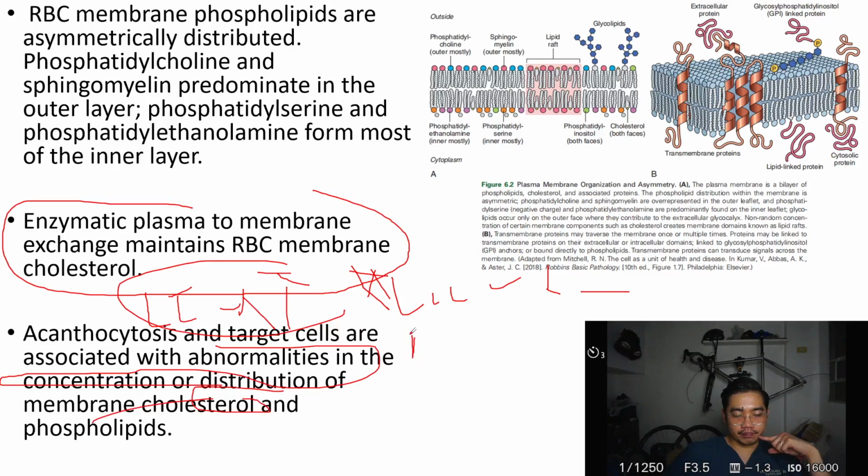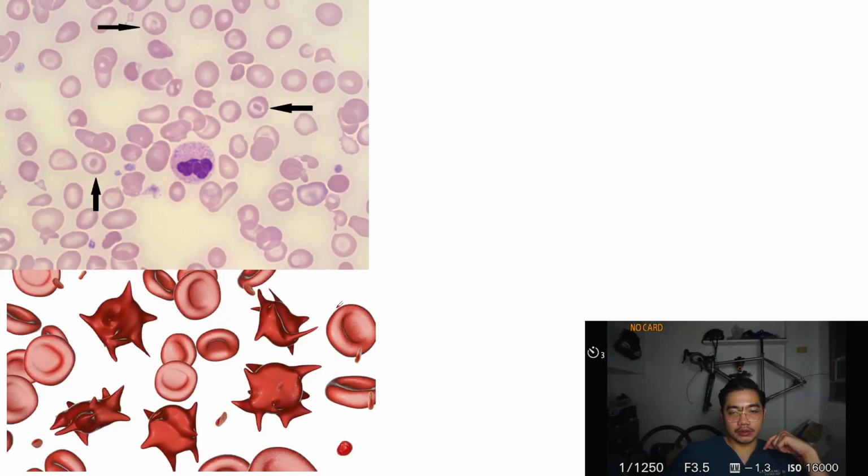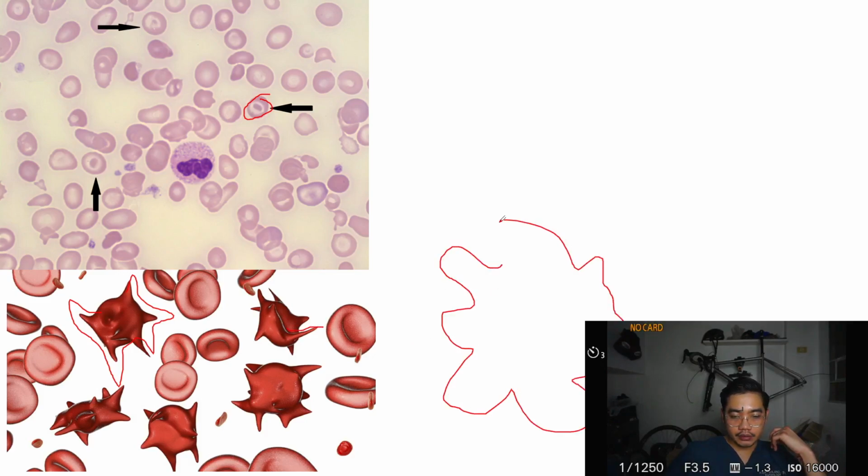Ma-mess up na ang ratio between your phospholipids and cholesterol. Therefore, there will be what we call acanthocytosis and target cells. I'm gonna show you what target cells are. Target cells. These are your target cells. This happens when there is a problem in the proportion of your cholesterol to phospholipids. And these are your acanthocytes. No? So that's what you call your spur cell. No? Na sila mga tagas. Laipod ng Burr cell na to, no? We're gonna talk about that in the future.